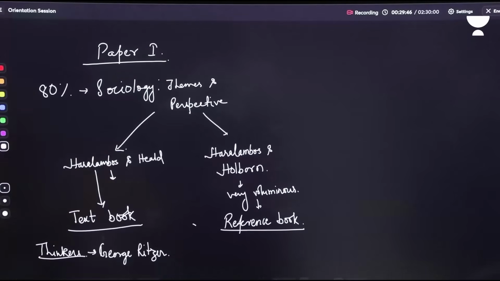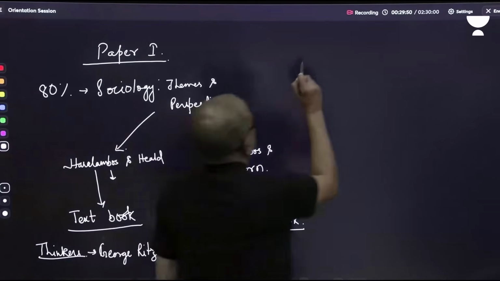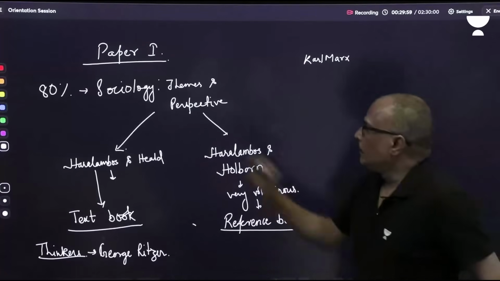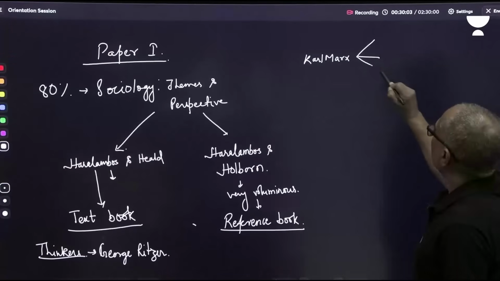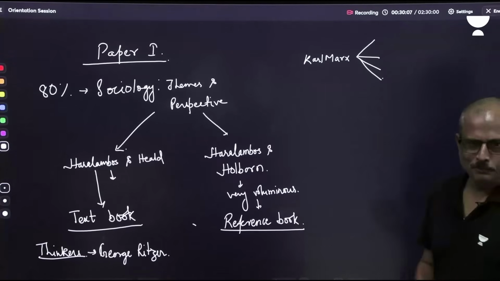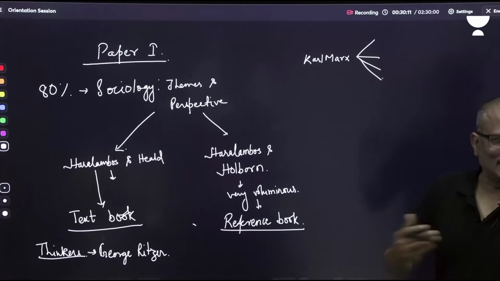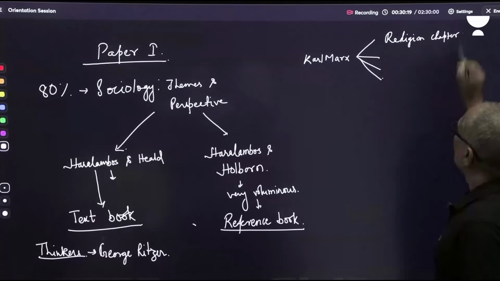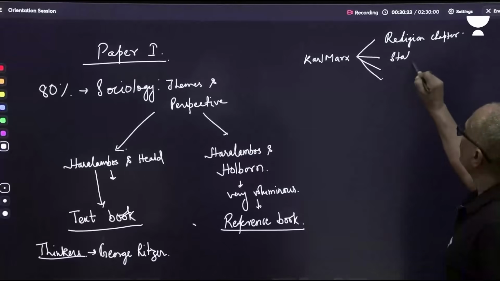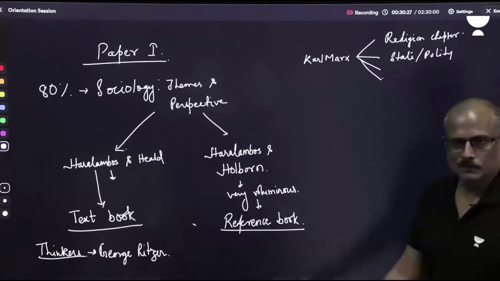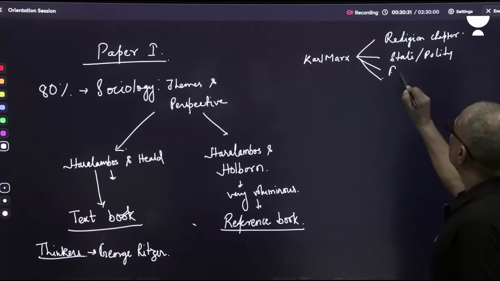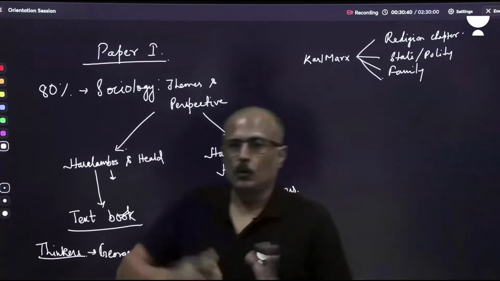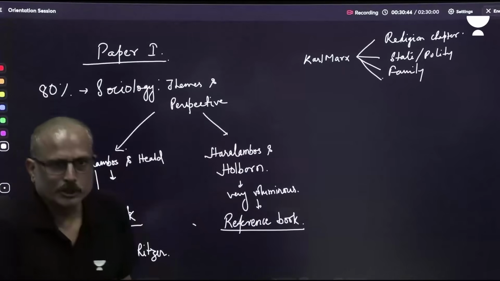So what is the difference between the two? Suppose you are talking about Karl Marx. In Haralambos's book, you will find Karl Marx in packet form. What Marx had to say on religion, you will find in the religion chapter. What Marx had to say on the state, you will find in the polity chapter. What Marx had to say about family, in the family chapter. So at one place you don't get the overall contribution of Marx in continuity.